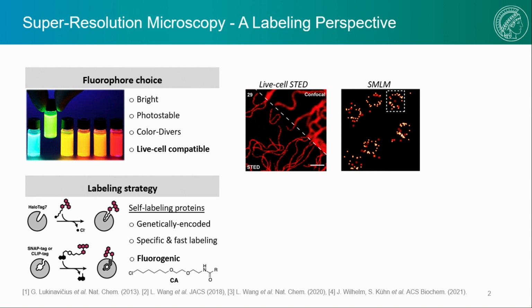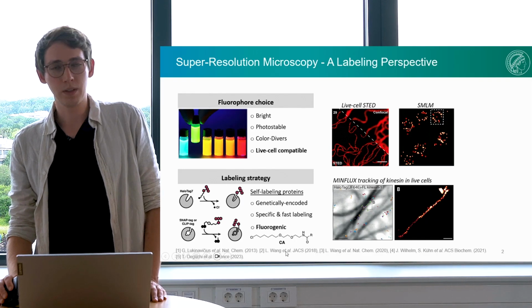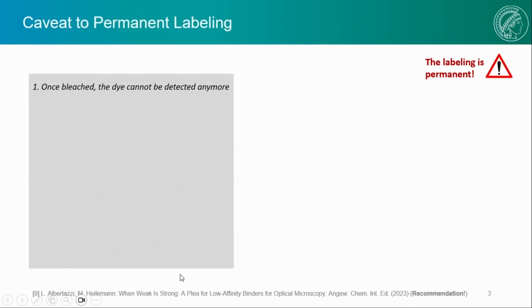It's very established, for example, for live cell STED, but can also be used for single molecule localization microscopy in combination with self-blinking rhodamines. And the recent MINFLUX publication also featured some HaloTag and some rhodamines. However, and that's something you have to keep in mind, the labeling of self-labeling proteins, as for many other labeling strategies, is permanent. And this has some consequences.